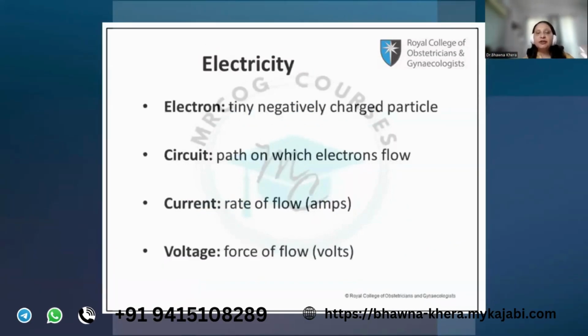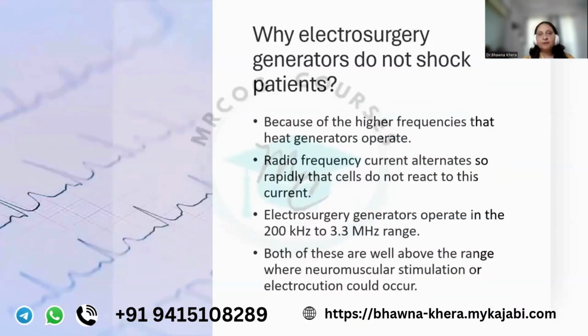Now, before I go into the depth of the physics, let's remember our basics. Electrons are tiny negatively charged particles. And when they flow, the path is known as the circuit. One is the rate of flow, which is measured in amperes, that is the current. And the other is the force of the flow, which is voltage, measured in volts.